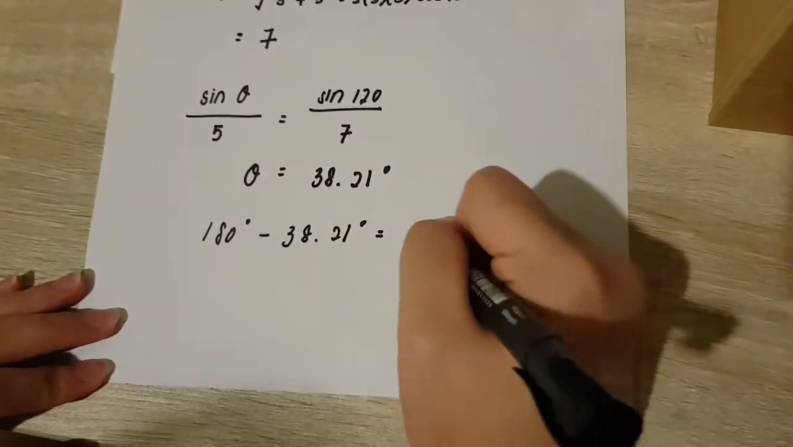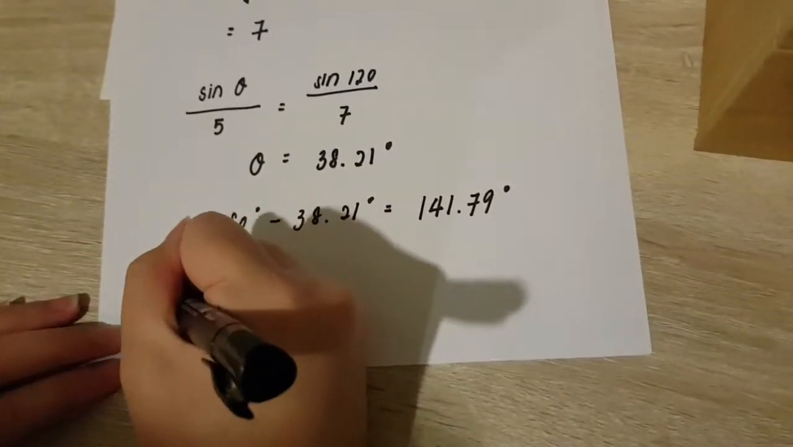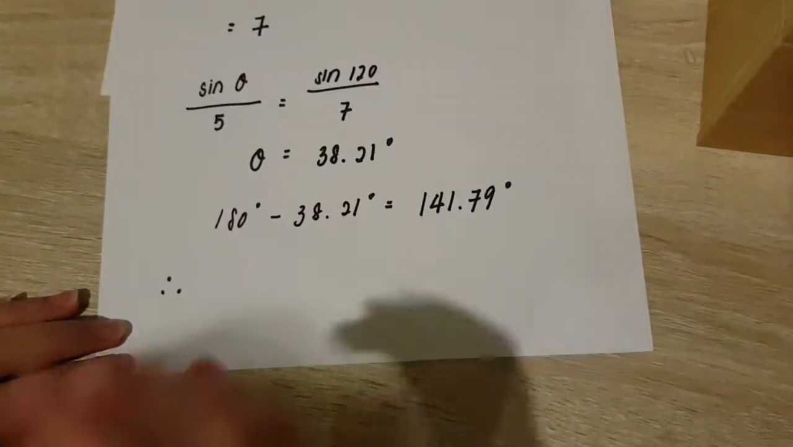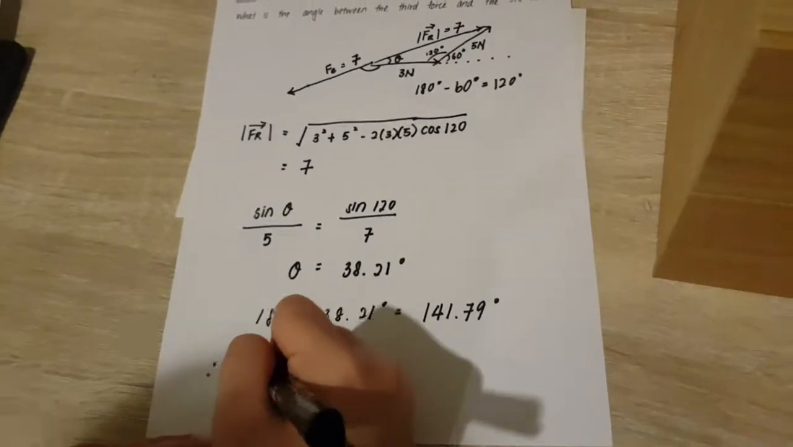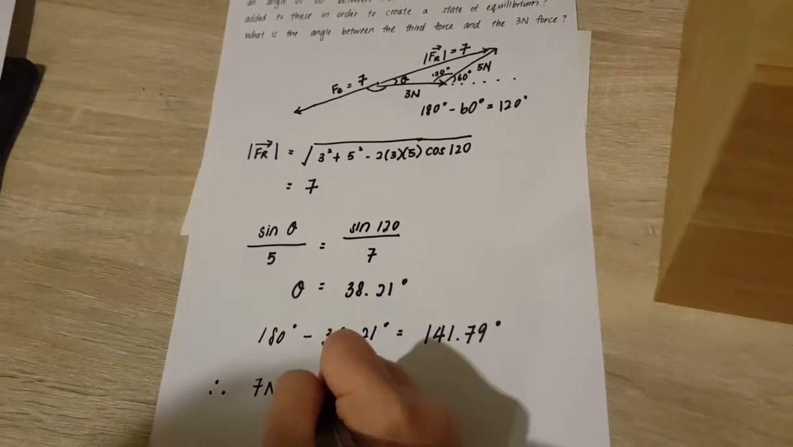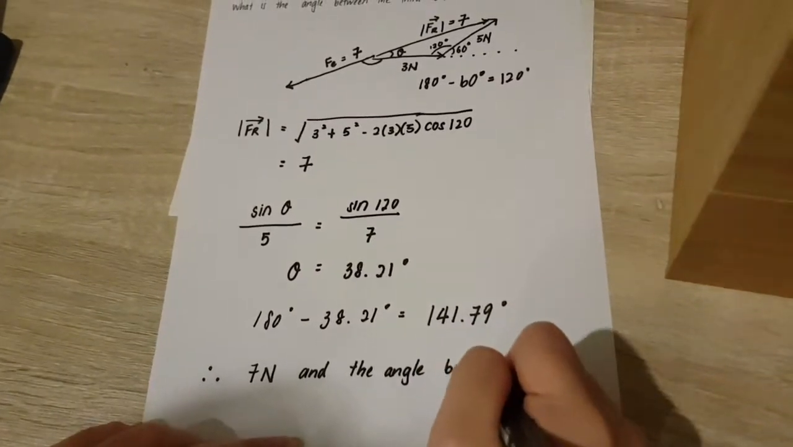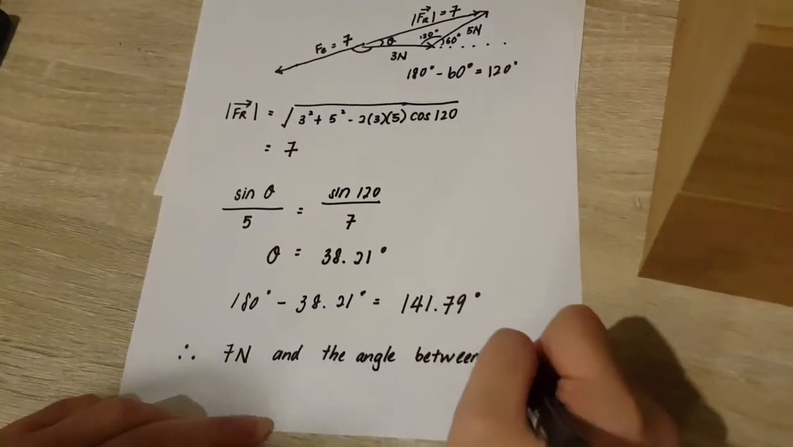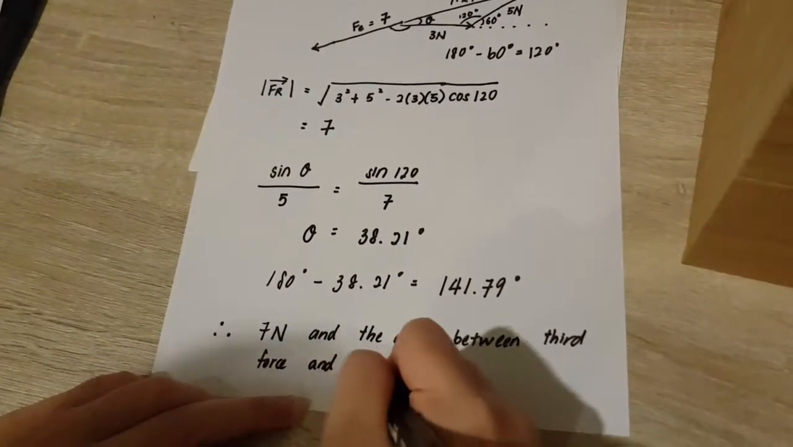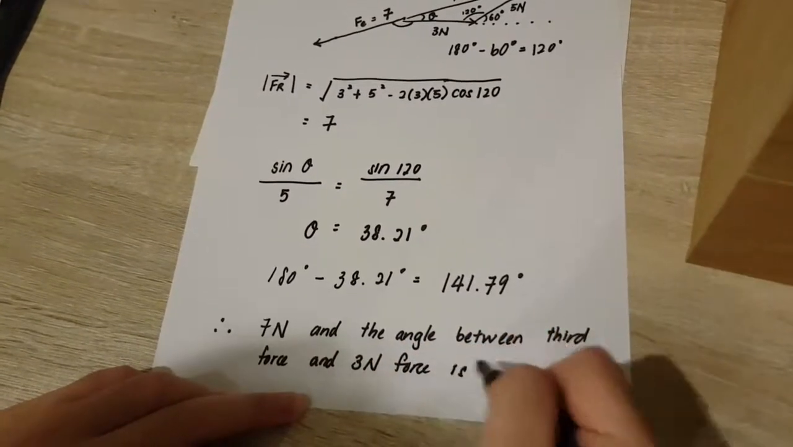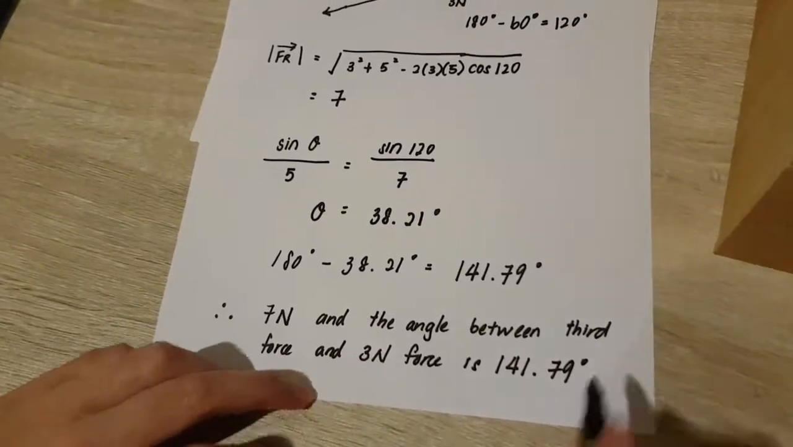We will get 141.79 degrees. So the final answer will be 7 Newton, and the angle between the force and 3 Newton force is 141.79 degrees. Thank you.